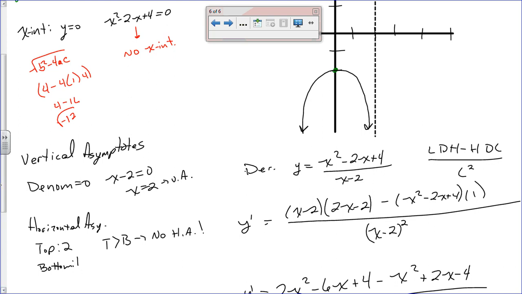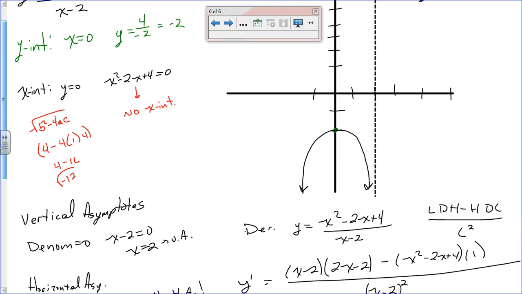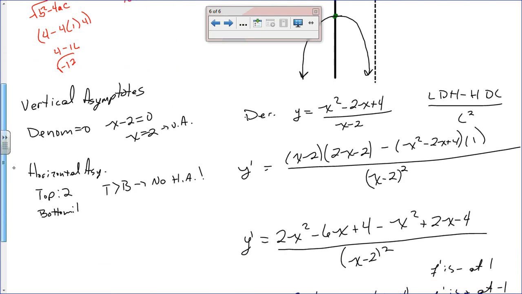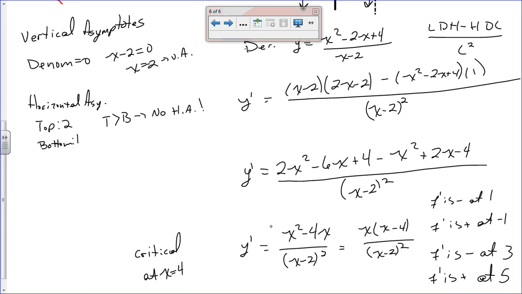All right, so now we needed to test some points so we could tell if it's increasing or decreasing, opening up or down. So we took our derivative. Our derivative came out to be x times the quantity x minus 4 over x squared, over the quantity x minus 2 squared. We tested a point on either side of our y-intercept. We tested 1, f prime was negative, so we knew it was decreasing. We tested negative 1, it was positive, so we know f prime is increasing.